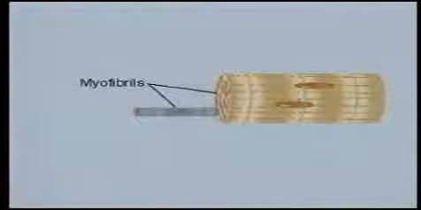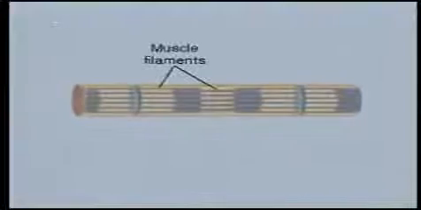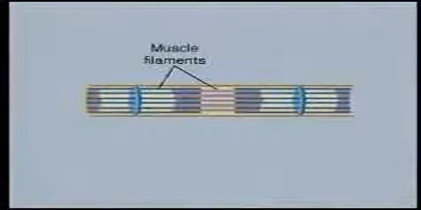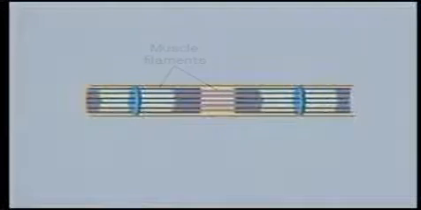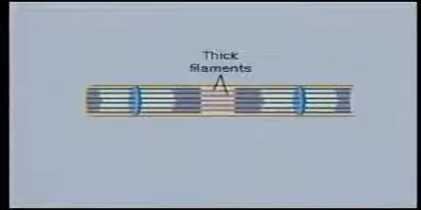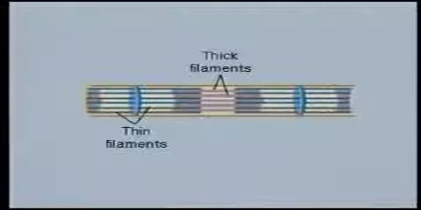The muscle fiber is made up of myofibrils, which in turn are made up of muscle filaments. It is these filaments within the muscle fiber that give the cell its banded appearance. There are two types of filaments within a myofibril, thick filaments and thin filaments.